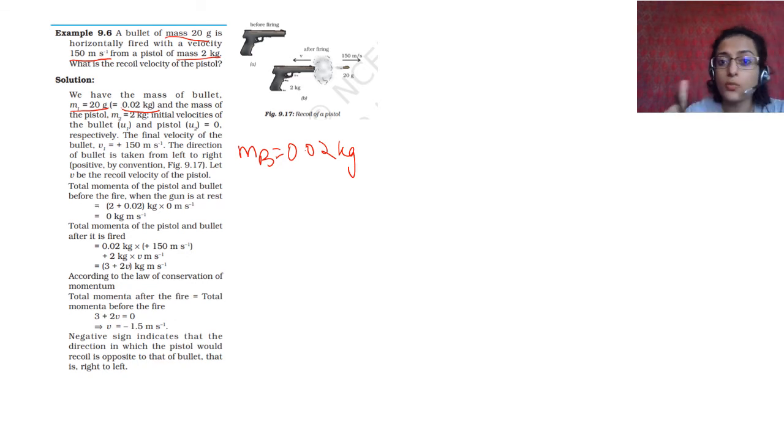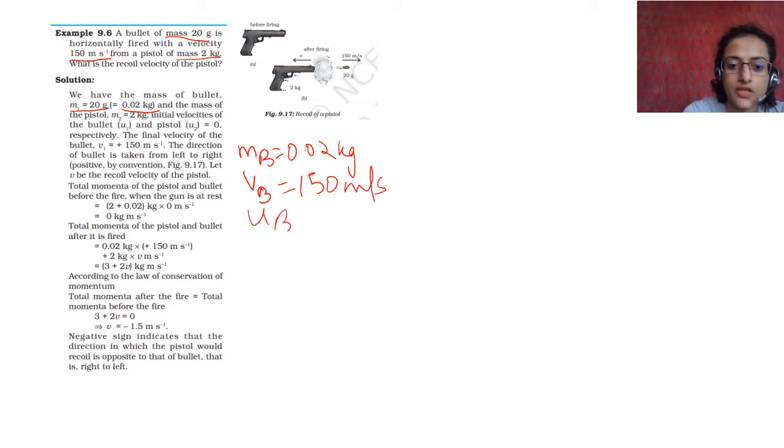Initial velocity of the bullet and the pistol. Now you have said horizontally fired with a velocity of 150 meter per second, but that doesn't mean it is the initial velocity, because initially both the pistol and the bullet were at rest, and only after it was given some amount of force was it given some velocity, and that remains its final velocity. In this case it is the final velocity, so vb is equal to 150 meter per second. This is of the bullet. ub is equal to 0.